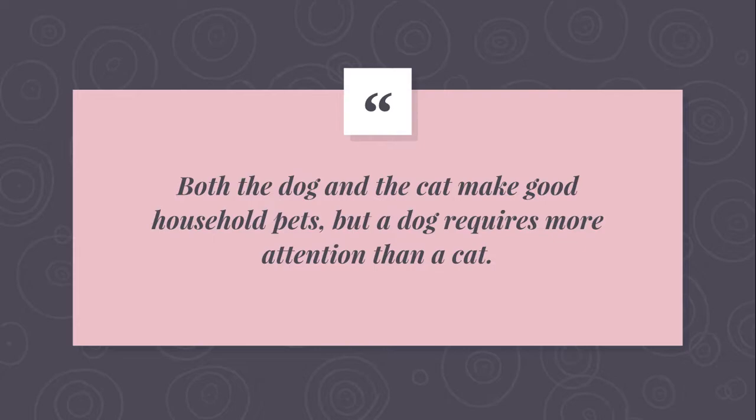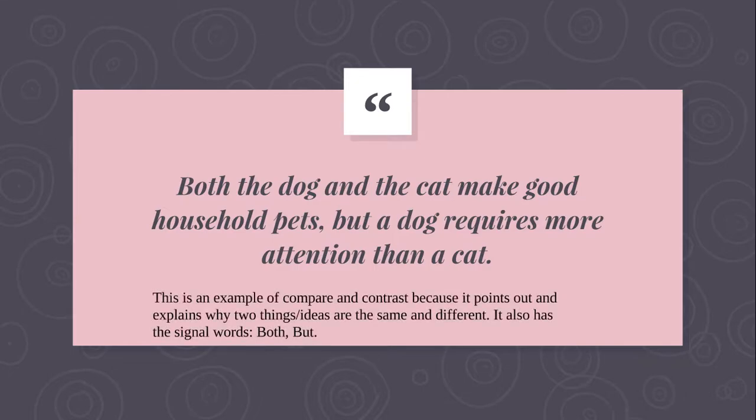See if you can figure out why this sentence is a compare and contrast. Both the dog and the cat make good household pets, but the dog requires more attention than a cat. This is an example of compare and contrast because it points out and explains why two things/ideas are the same and different. It also has the signal words both and but.